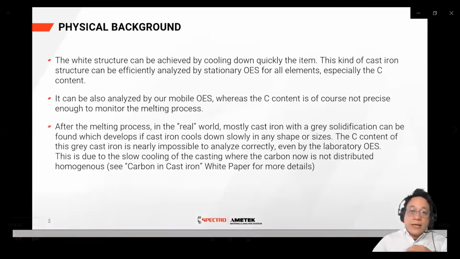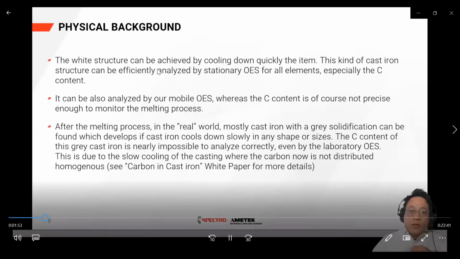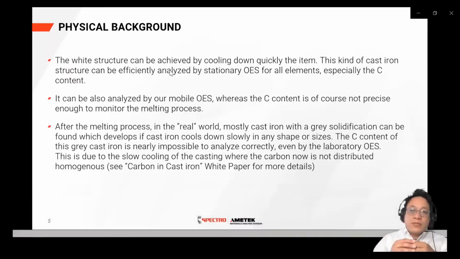So a white cast structure can efficiently be analyzed with the SpectroMax and SpectroLab, our stationary analyzers, especially the carbon content. It can also be analyzed by our mobile spectrometers, the SpectroTest and SpectroPort, but with the limitation that the carbon content might not be precise enough to monitor a melting process.